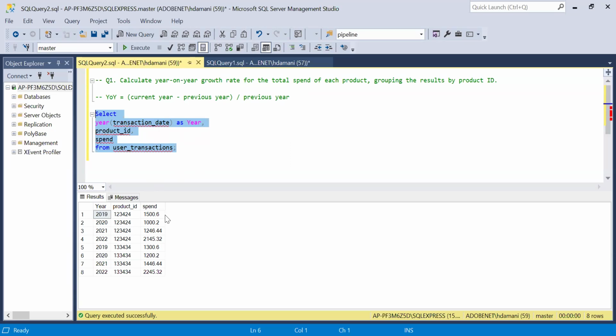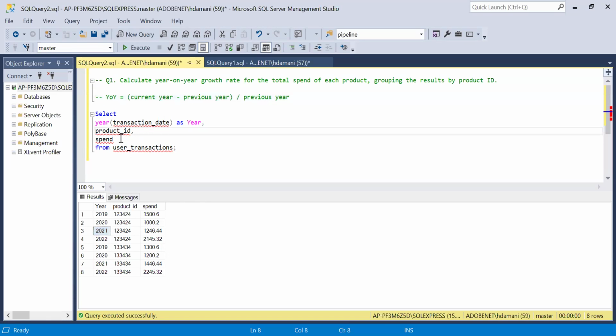So can I say this? If I get this previous year's spend along with this 1,000, then I will be able to make this computation. Similarly, for 2021, let's say our current year spend is 1246, but the previous year spend is 1,000. If I get this 1,000 along with 1246, I can easily make this computation. So how can we get the previous row value in the next row?